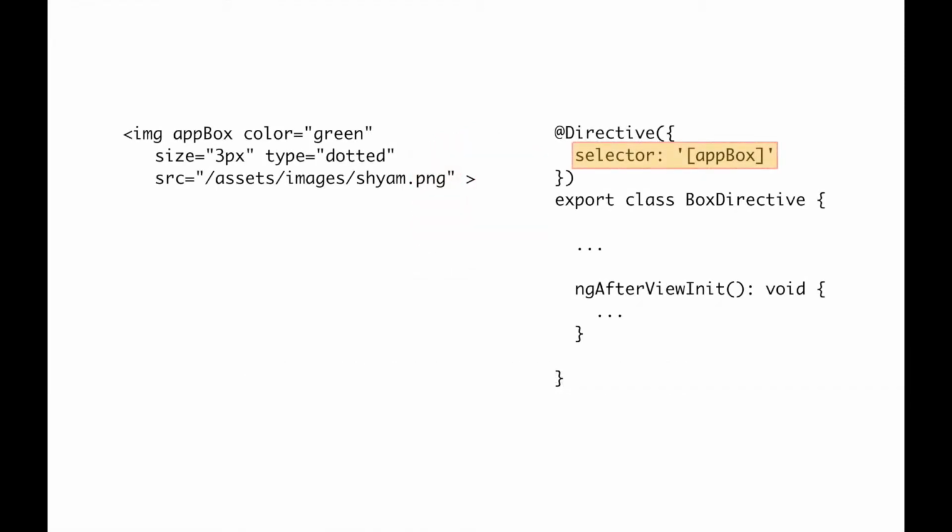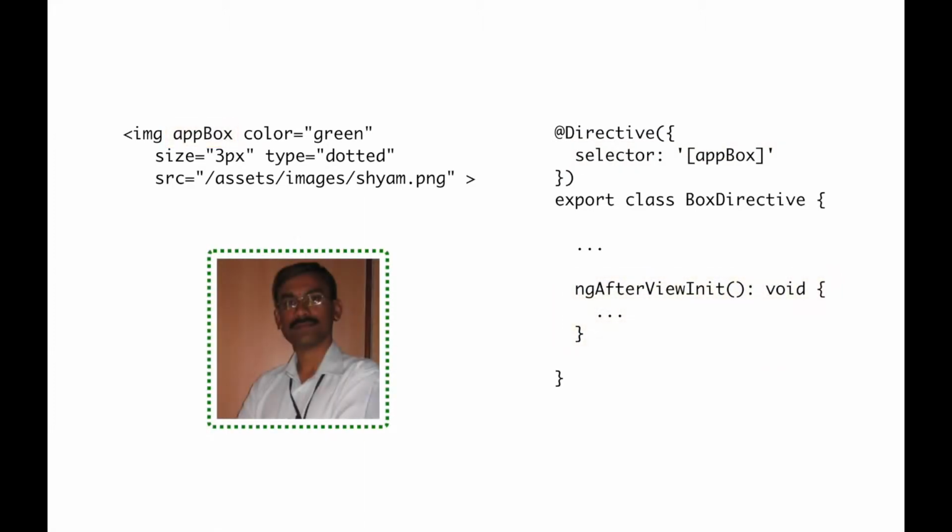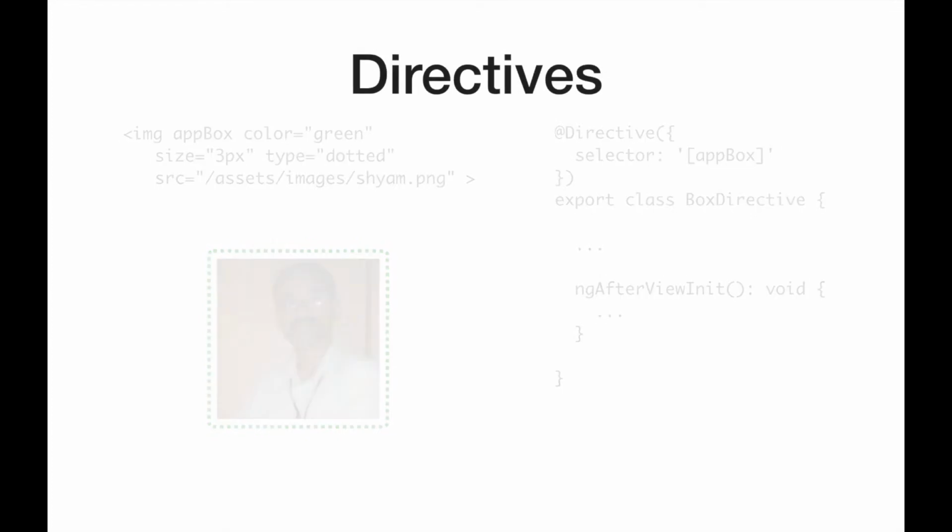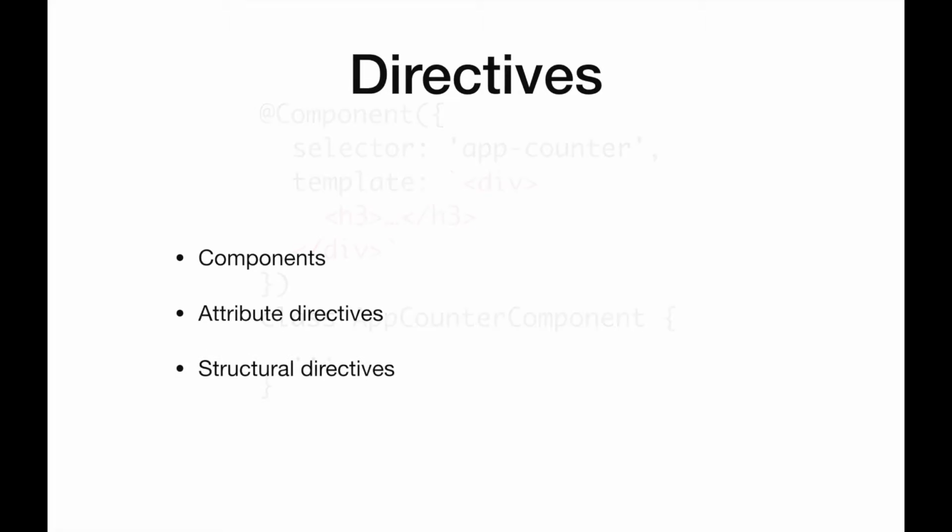At the core, a directive is a function that executes whenever the Angular compiler finds it in the DOM. Angular directives are used to extend the power of HTML by giving it new syntax. Angular directives can be divided into three types: components, attribute directives, and structural directives.